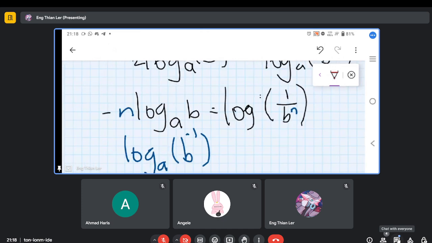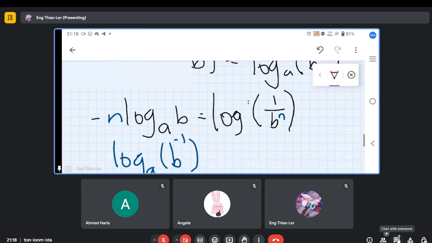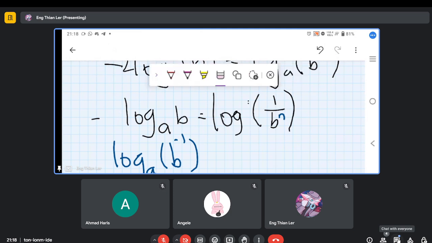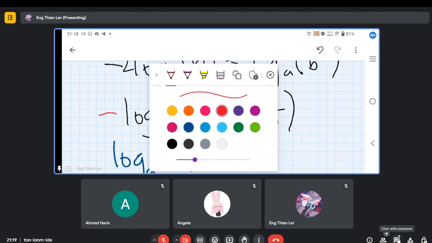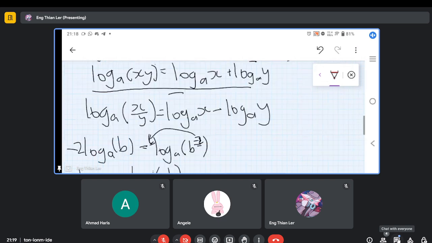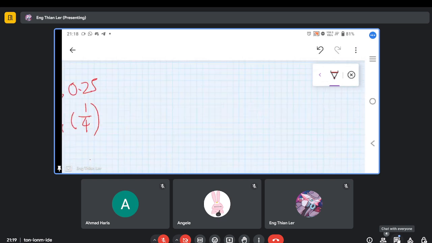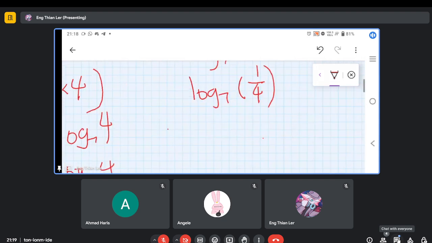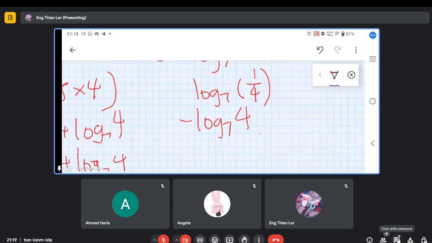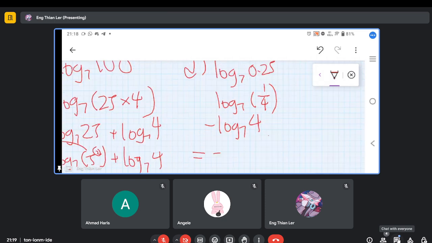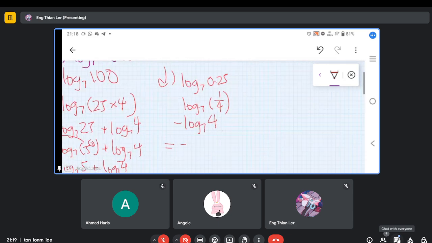This is it. Log of 1 over, if we remove the n, this becomes negative. Negative log of AB equals what? The b in this case is 4, right? So we can write this as log 7 base 4, negative log base 4 of 7, which equals negative 0.712.